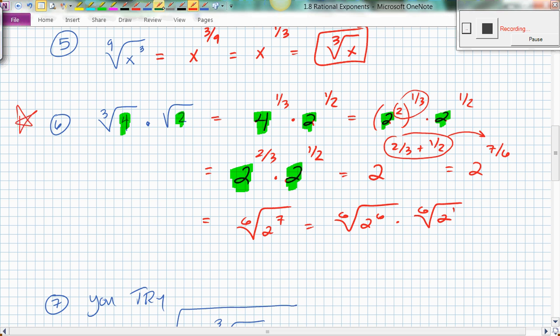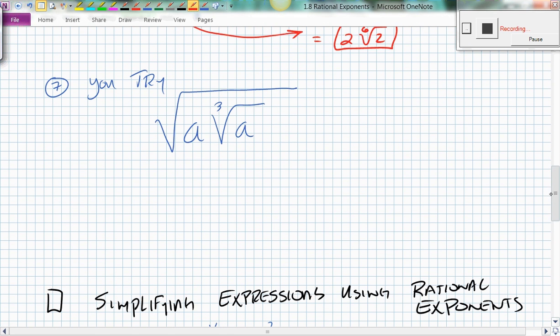So that gives me an answer of, since I have the 6th root of 2 to the 6th, the 6's go away, and that gives me an answer of 2 times the 6th root of 2, and that's the right answer. So all of this breaks down to 2 times the 6th root of 2. And then I did a Your Try in class.